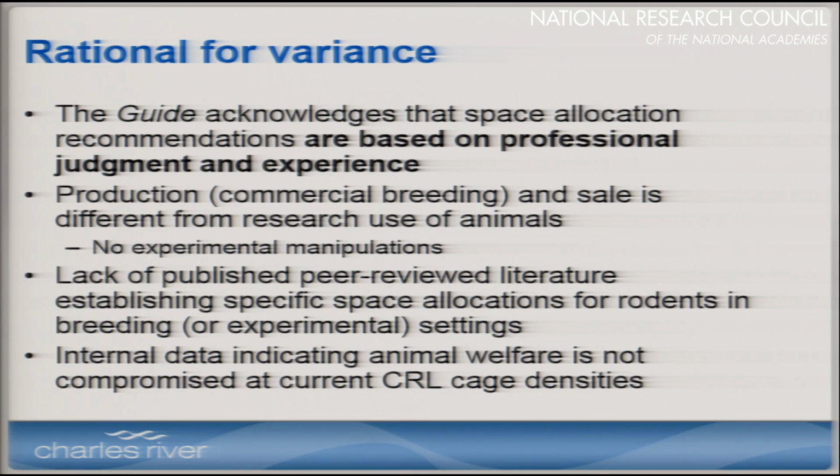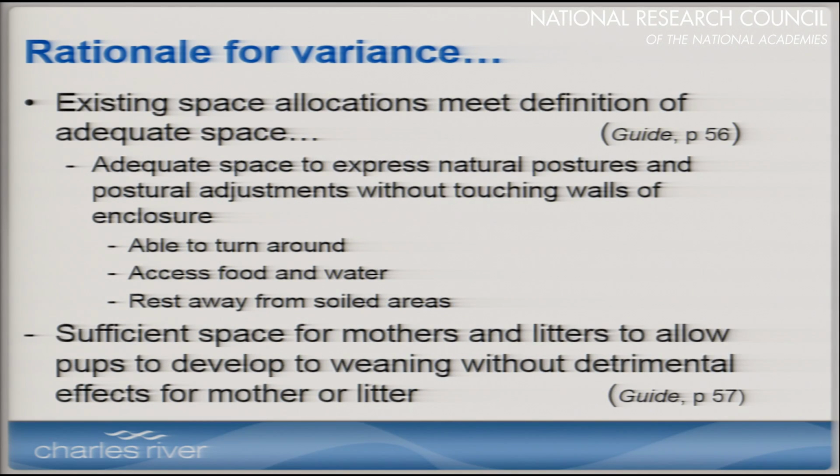research setting. And then we have internal data dating back to at least 1997 that's been formalized, showing that at our internal housing density guidelines, we can't identify that we've compromised animal welfare in any way. So this as the kind of general background suggests to us that it's a worthwhile endeavor to propose that we continue with our existing densities.